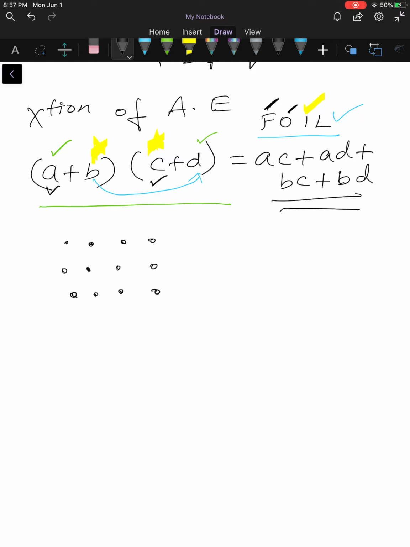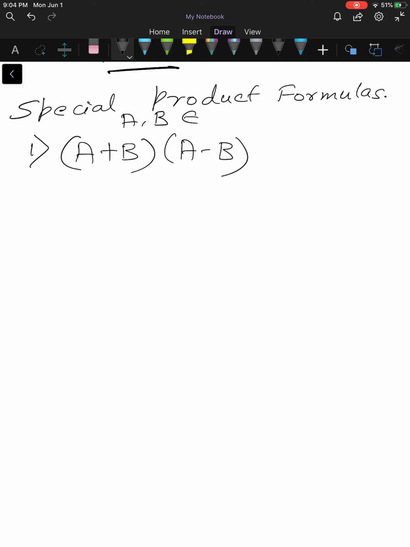First one: what if you multiply a plus b into a minus b? In all these formulas, a and b belong to R, that means they can be any real numbers. What if you multiply two binomials of this form? It is equal to a square minus b square.